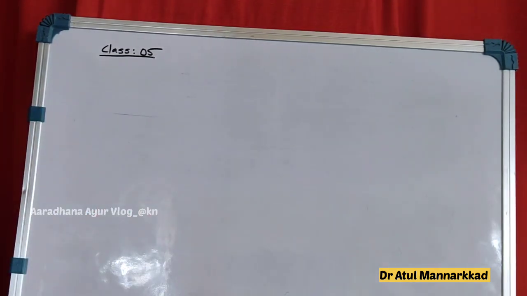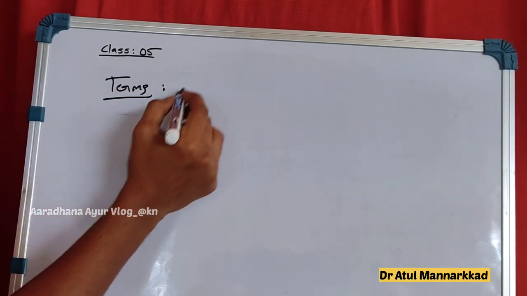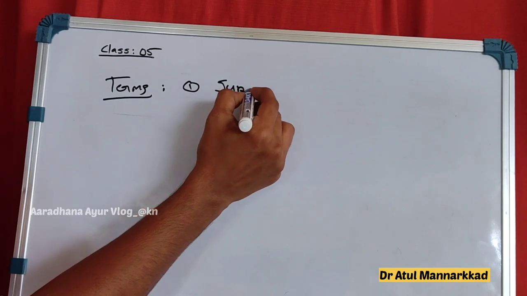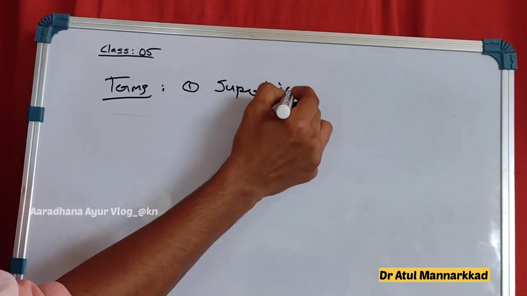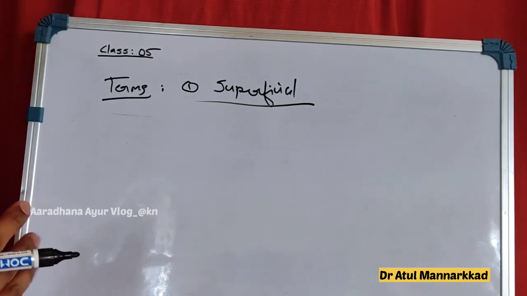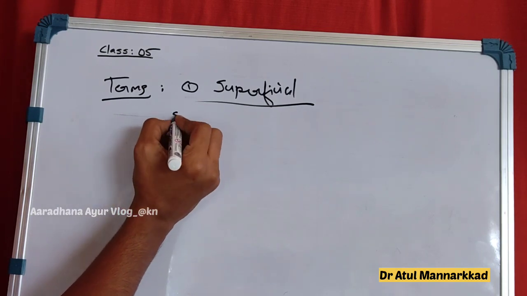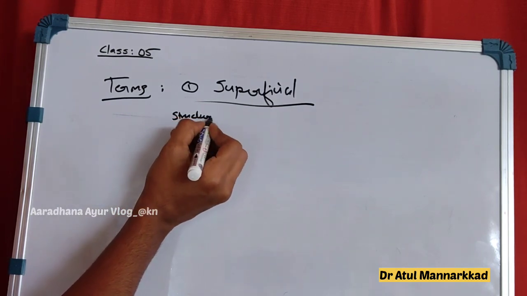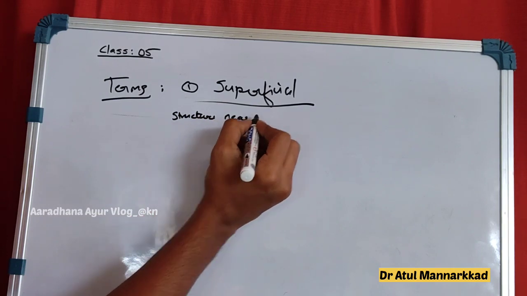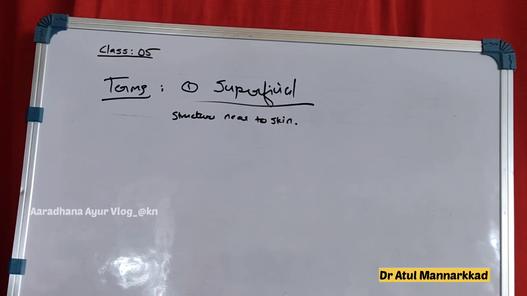So let's see some of the terms. The first one is superficial. The structures which are near to the skin. So they are superficially placed structures, near to the skin. Superficial means structures which are near to the skin.